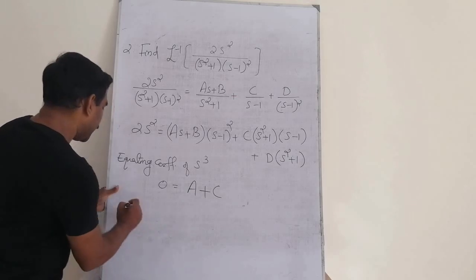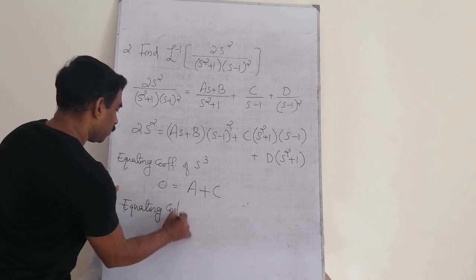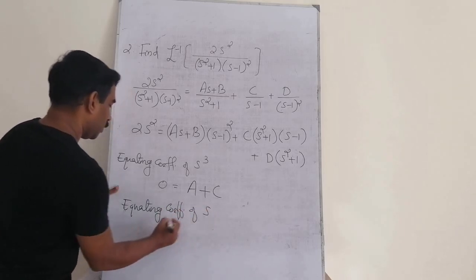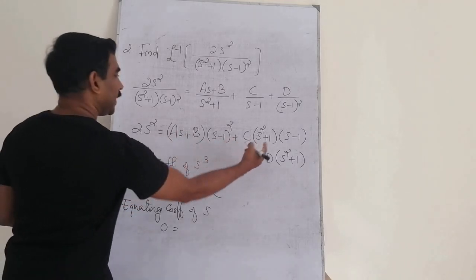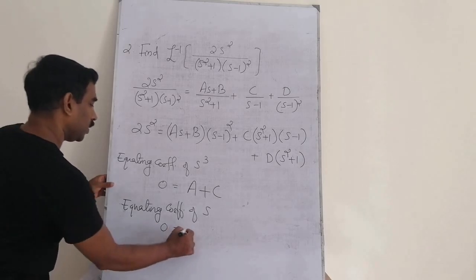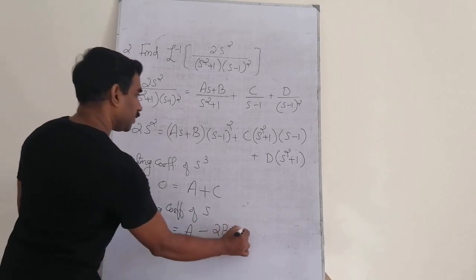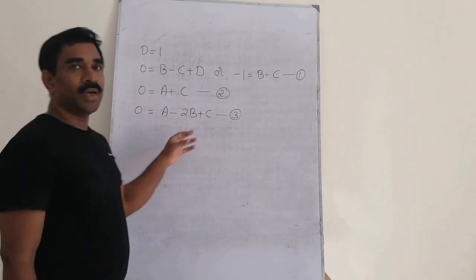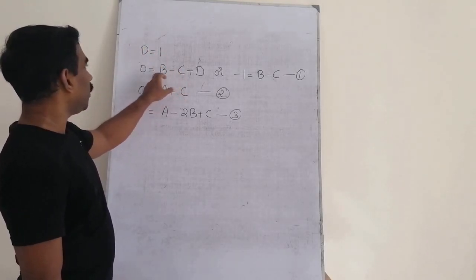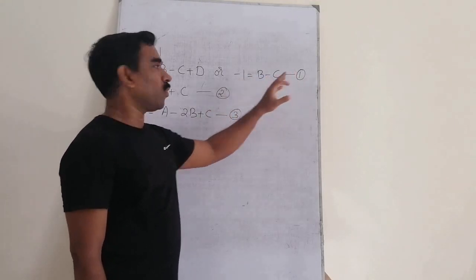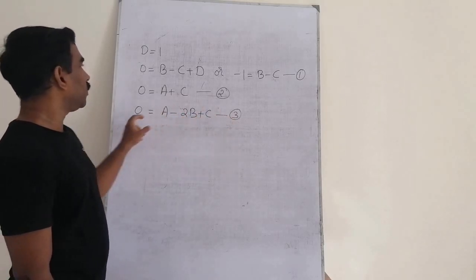Now equating coefficients of s on both sides. On the left side we have no s, so the coefficient is 0. And from these three expressions we can calculate the coefficient of s as a − 2b + c. Now collecting all these equations, we have d equal to 1. Putting d equal to 1 in this expression, we have −1 = b − c, equation number 1. Another equation, a + c = 0. And a − 2b + c = 0.